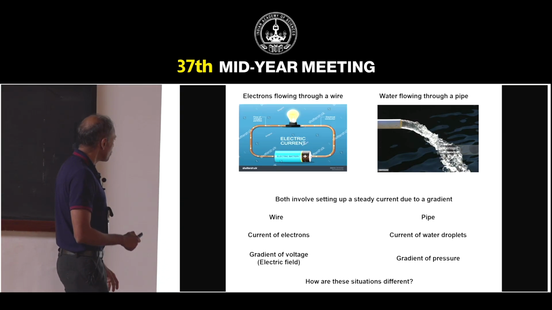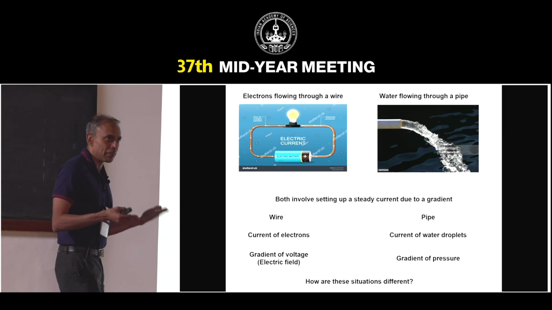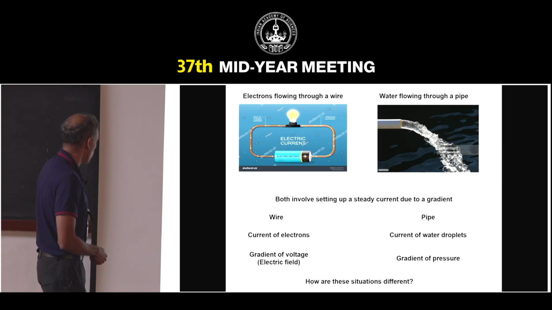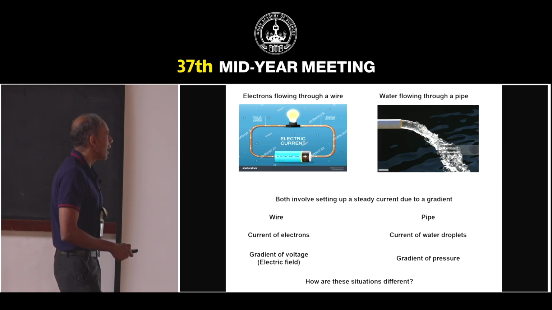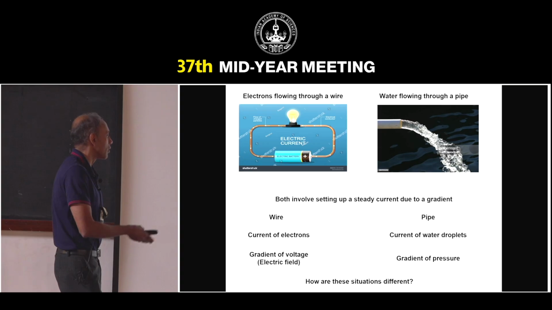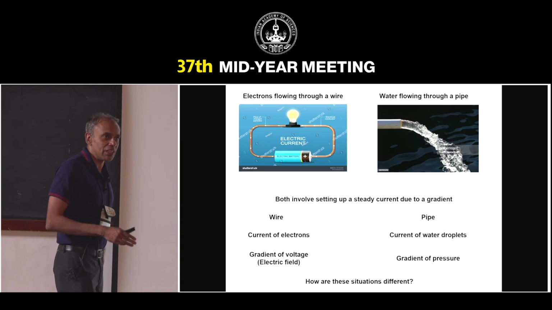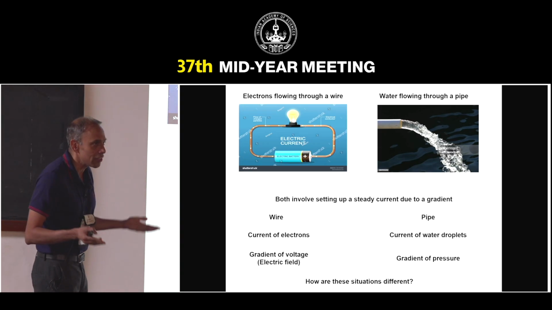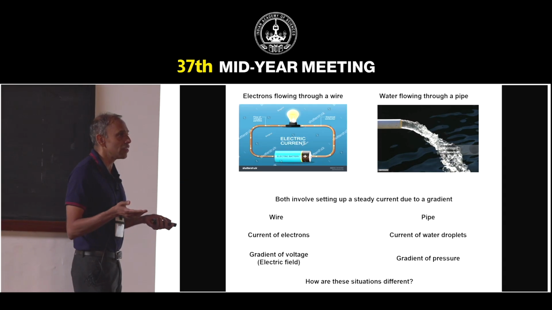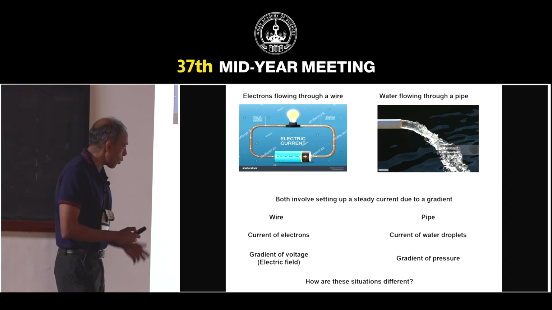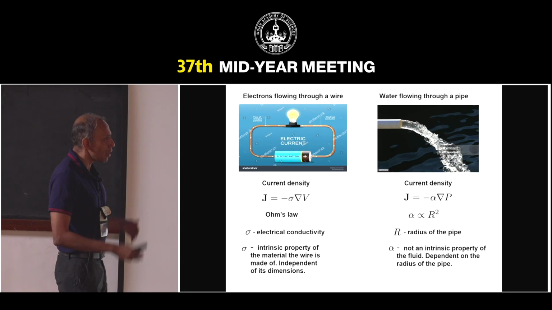And the current which is set up is, of course, of different things. In the case of a wire, it's a current of electrons. And in the case of the pipe, it's a current of water droplets. So these are the similarities: you have a steady current which is set up by the gradient of something. But then what are the differences? And there are, of course, differences.